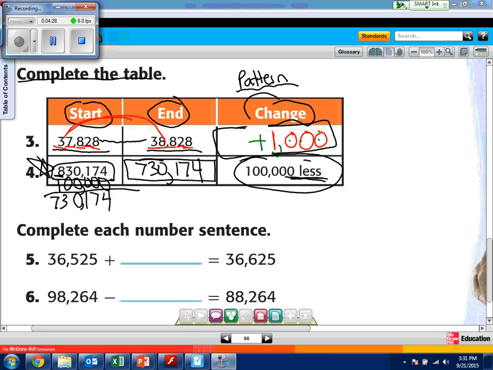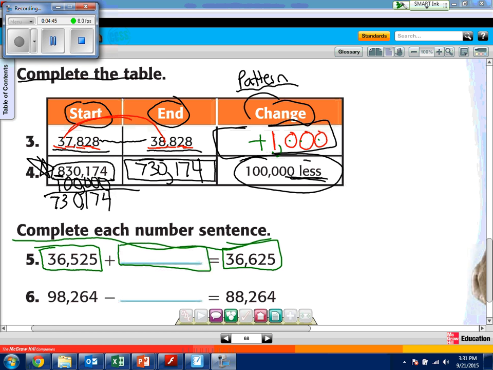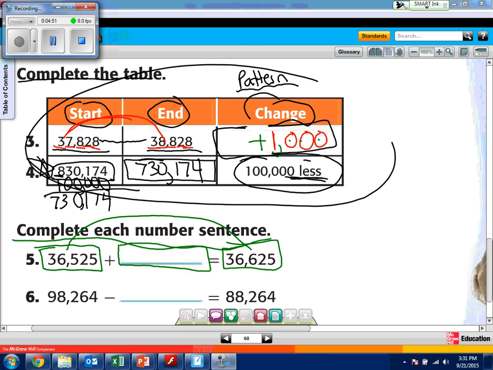Now I want us to take a look at this last part. Complete each number sentence. Now I don't want you to be confused by this. Notice right here we have a starting place, and here we have an ending place. We want to know how much we are changing to get from the start to the end. So we have to do like before, kind of like what we did up at this box up here. We're going to go ahead and compare the numbers. So let's start at our ones place.